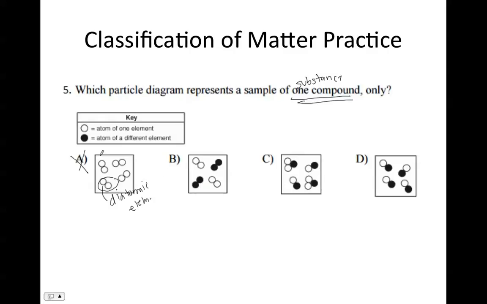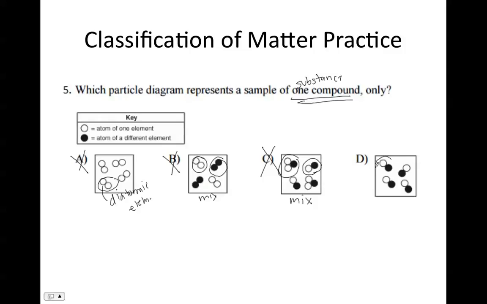For B, so we can get rid of A, B, we have one type of diatomic element mixed with a different type. So right off the bat, we have a mixture, so it can't be a compound. So you can get rid of B. C, we have one type of compound, looking good so far. However, we also have a different type of compound in the same sample. So this is a mixture, which means it cannot be one compound.